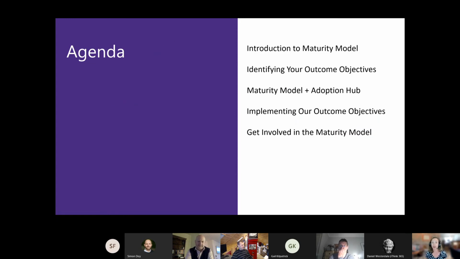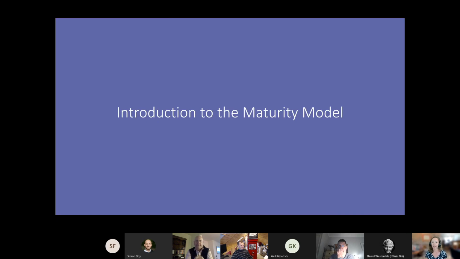So we'll be talking about an introduction to the maturity model, how to identify your outcome objectives, the maturity model with the adoption hub, implementing our outcome objectives, and then my absolute favorite part, hopefully convincing you of how you can get involved in the maturity model with us. Essentially, for these first four topics, we're starting at a 30,000-foot view of what is it, how are we going to use it, and then ending with actually some of the technology based off of our outcome objectives, because how much fun is tech if you don't get into the weeds just a little bit? So let's dive into the introduction to the maturity model.